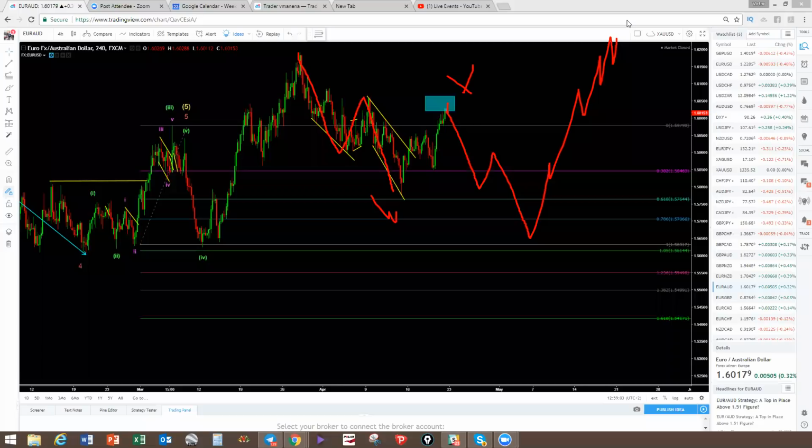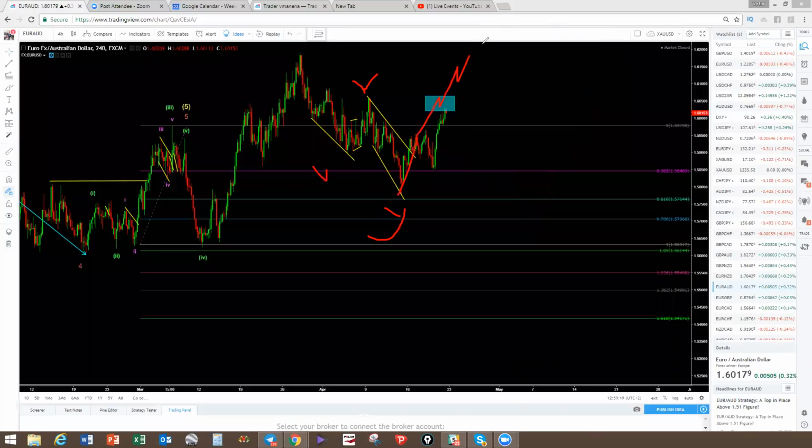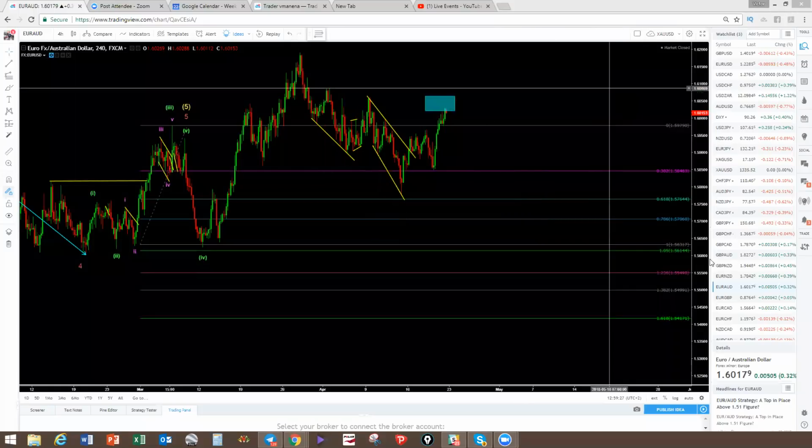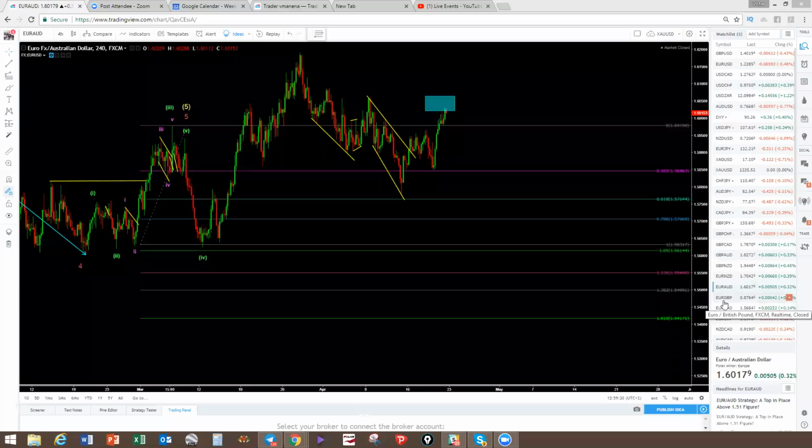If this is a WXY that has completed, then we are going up. So this WXY, if it is the one and the size is right, then we are going to the upside. And you will see that by it making this correction like that for upside. Okay, very easy. And then Euro New Zealand.